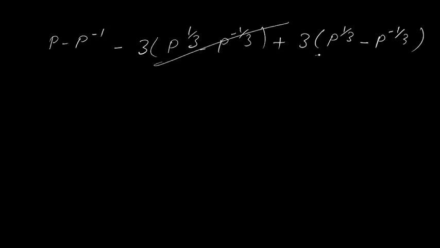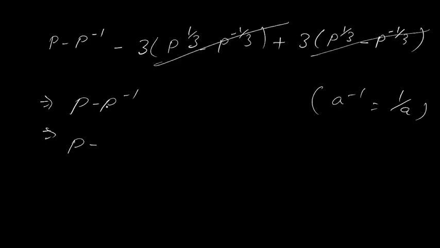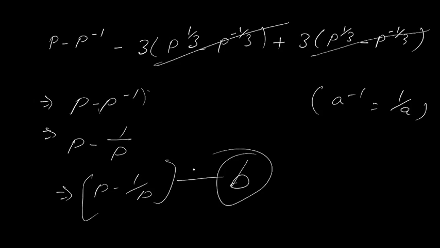So this is gone, and you are left with p minus p to the power minus 1, right? Now tell me, a to the power minus 1 is 1 by a, so this term will be 1 by p, sir. So p minus 1 by p. Do you have any option? Yes, sir, option B is the option. So what I have done, nothing, simply I have followed the steps, that's all.